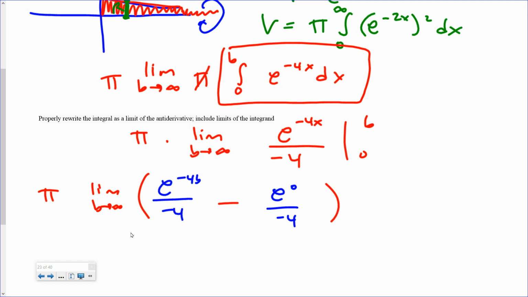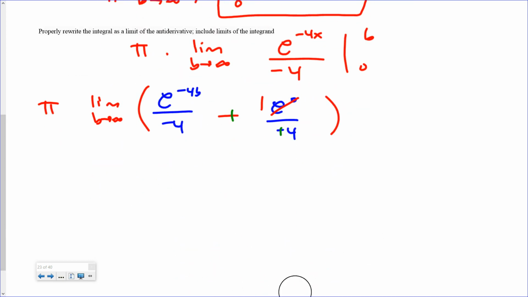Okay, let's take the limit of this thing. Guys, first of all, let's simplify. The infinity is only going to be plugged in where there's a b. There's no b in this term. Do you see that this is really just 1 over negative 4? Okay, and do you see that this is a negative negative? So this is just a positive. Okay? All right, I'm going to plug in infinity right here. So this is going to be e to the negative 4 times infinity. Isn't that just negative infinity? Negative infinity over negative 4, okay, plus 1 over 4, and all of that will be times pi.